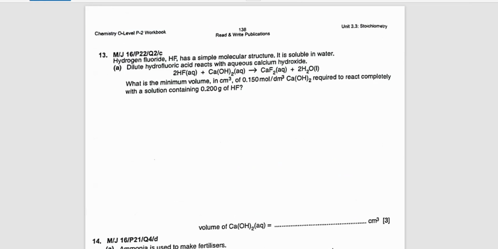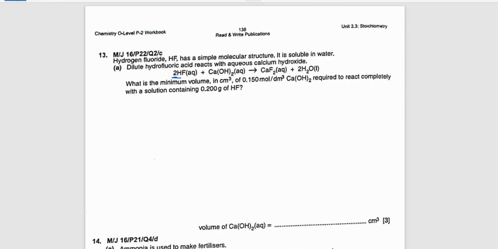Okay, let's do it. Hydrogen fluoride has a simple molecular structure. You can see this is a simple molecular structure. It's soluble in water, which means it can be dissolved in the water. Okay, dilute hydrofluoric acid reacts with the aqueous calcium hydroxide.